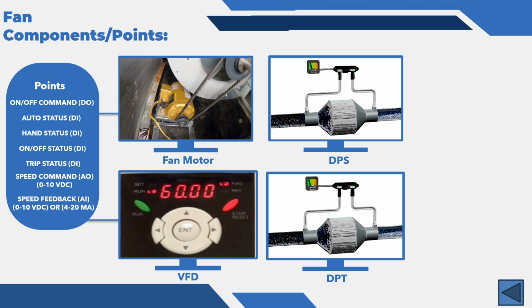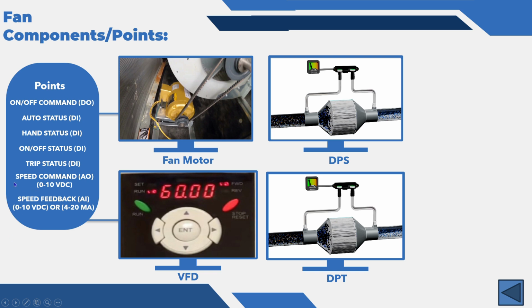Trip status, DI. This point indicates that the fan has drawn more power than allowed, triggering the overload device to stop the fan and send a trip signal to the BMS. It is a digital input point to the BMS. The mentioned points are usually required for fans, but some fans also have a VFD inside the MCC, which adds the following points.